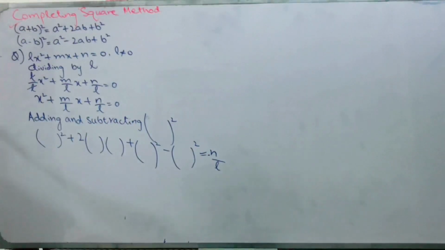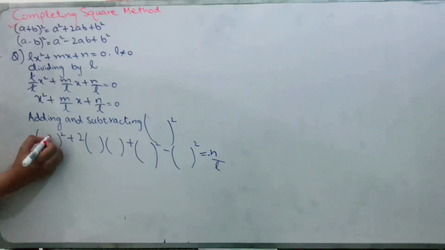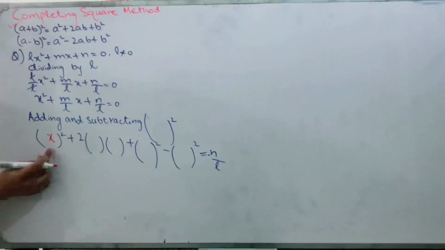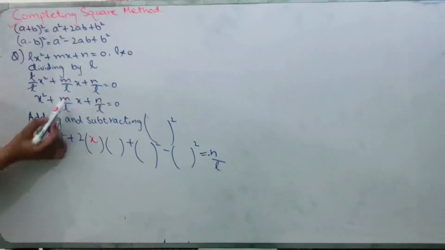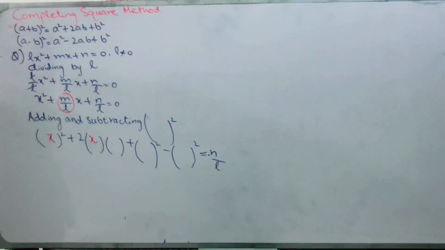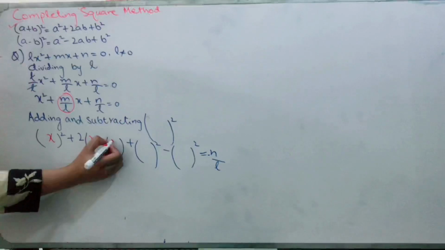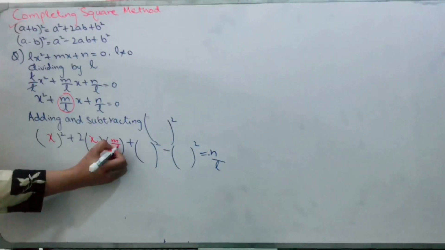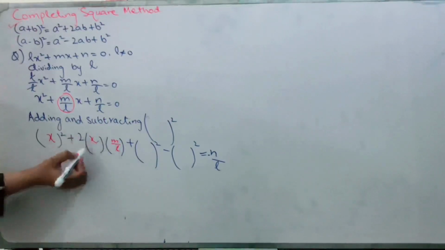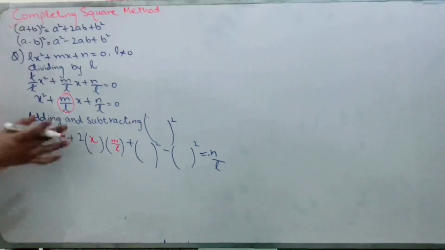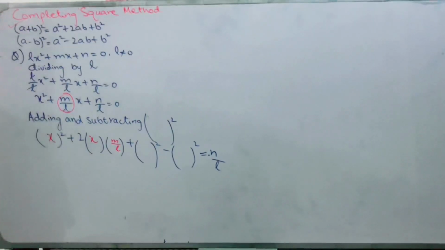Now what you have to write here, listen very carefully. In the previous step, I have x square. So what should be my a? a should be x. In 2ab, a is x. What should be my b? Here I have the term m by l, right? It means m by l. In 2ab, I have to select the term so that when I simplify it, I come back to my previous step.